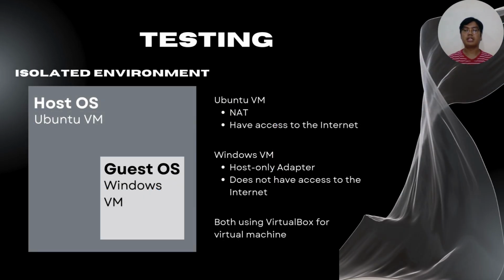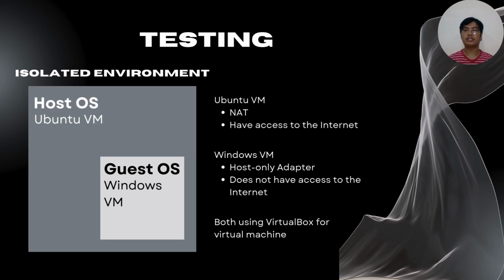So for the testing part, the process is carried out in an isolated environment. For the host operating system, we use an Ubuntu virtual machine, and for the guest operating system, we use a Windows virtual machine. This guest OS will be used to carry out the activity of the malware. For the Ubuntu virtual machine, we use NAT as the type of network, so this virtual machine has access to the internet.